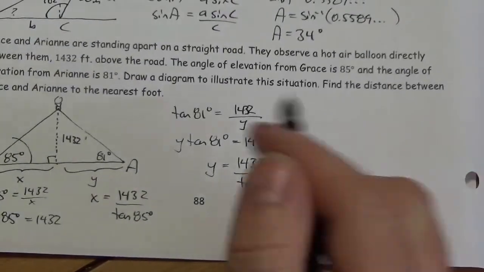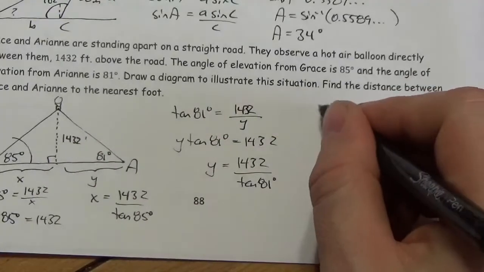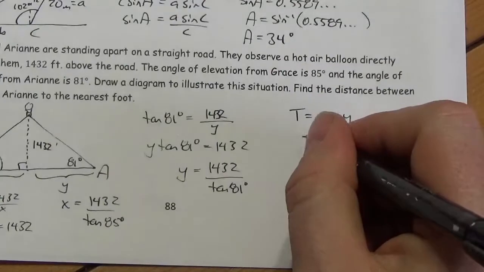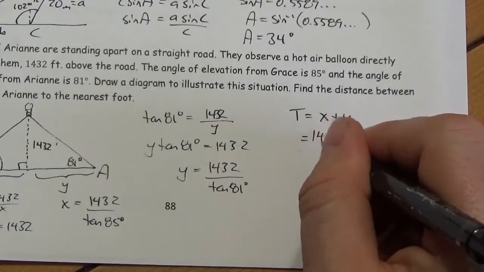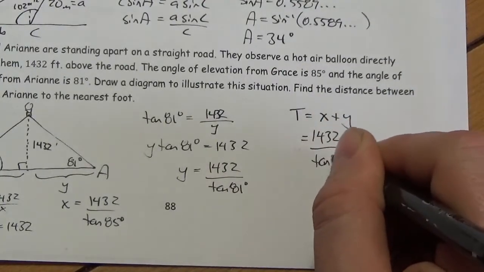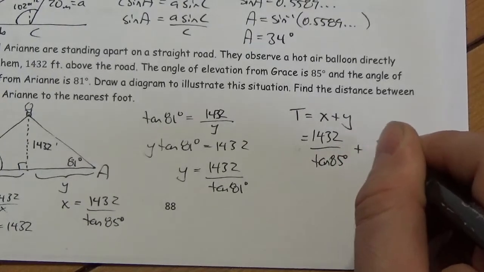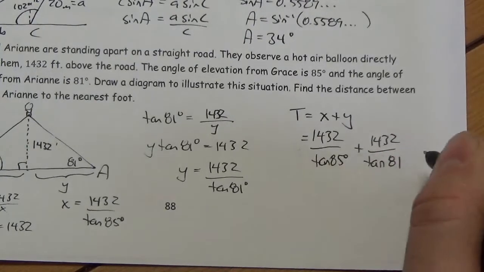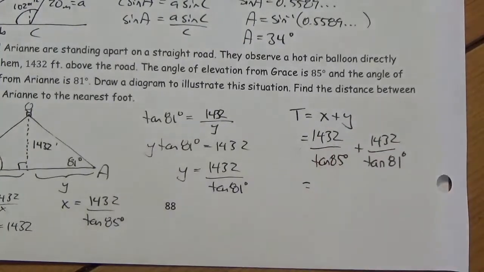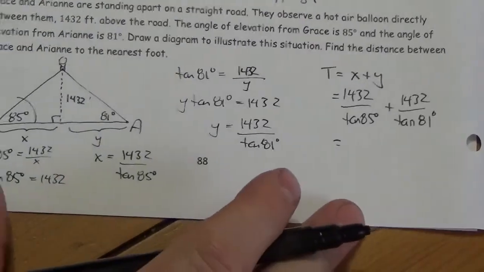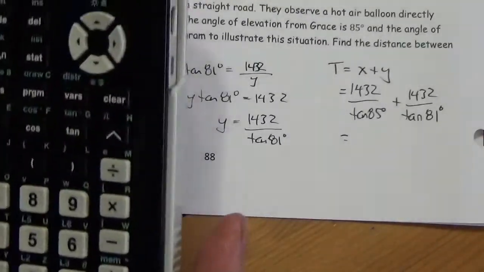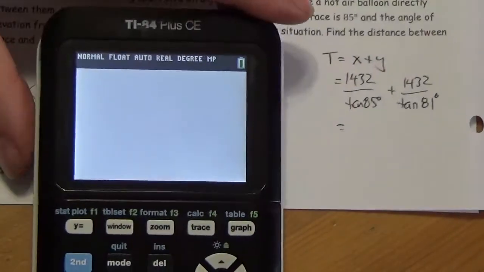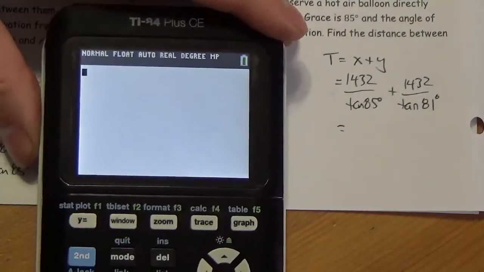Now, I'm looking for the total distance between them. I want the total, and so I know that's going to be x plus y. Well, I know what I needed to do to get x: I needed to do 1432 divided by the tangent of 85. And then I needed to add to that 1432 divided by the tangent of 81. Well, now I'm going to go to my calculator. I'm going to do that whole thing in just one step. I'm not going to break it up into pieces where I might make mistakes with rounding or miswrite something. I'm just going to do this all in one step.